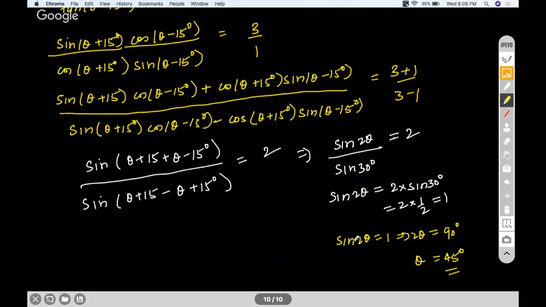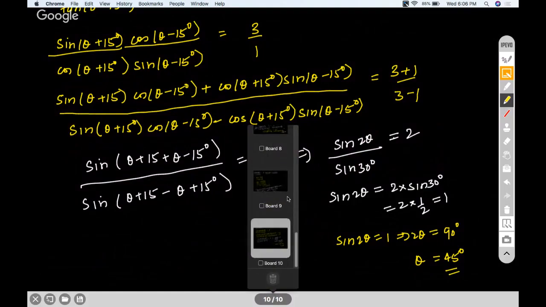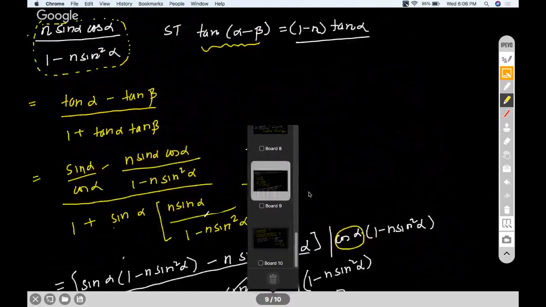Is that fine? Any questions with respect to this? Okay, next question. Venkat, I'll take you to the previous slide now. If you want to copy something, you can copy. So this is the previous slide.